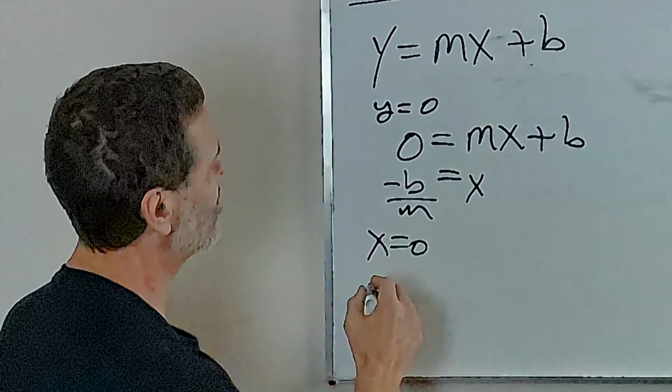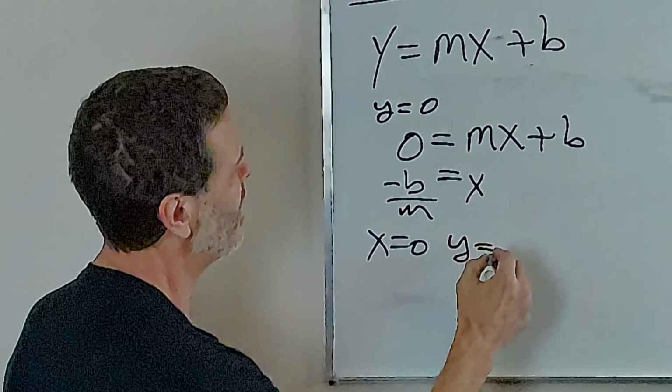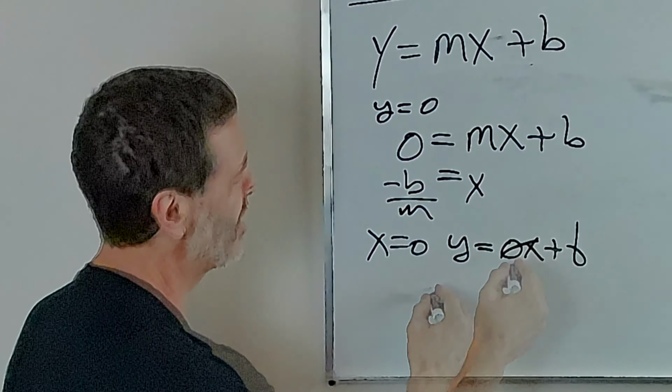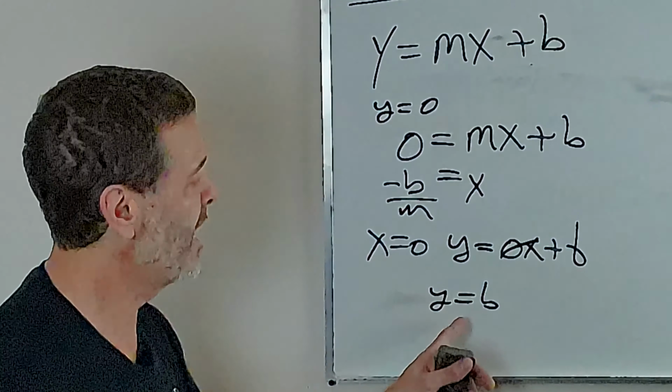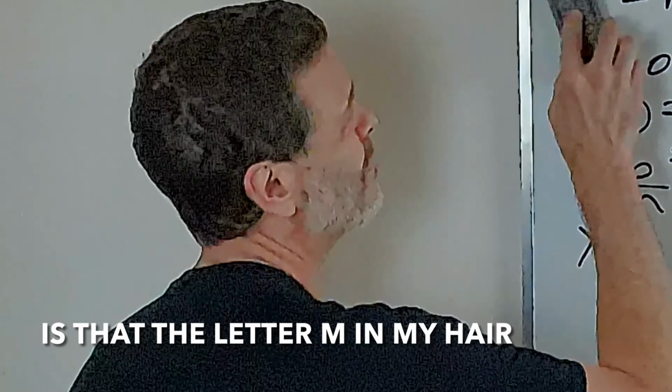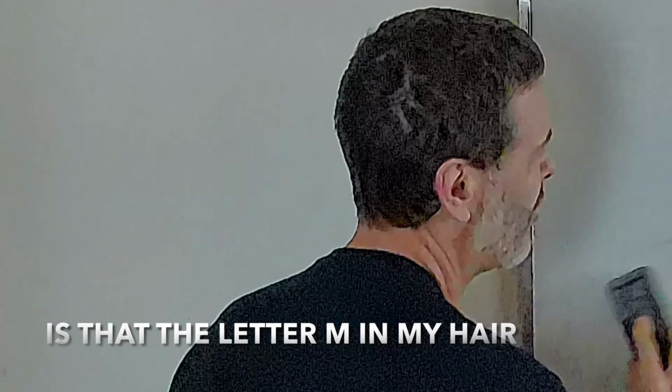If you set x equals 0, you get y equals 0x plus b, and of course y equals b, aka the y-intercept. So that's what we're interested in for a linear function.